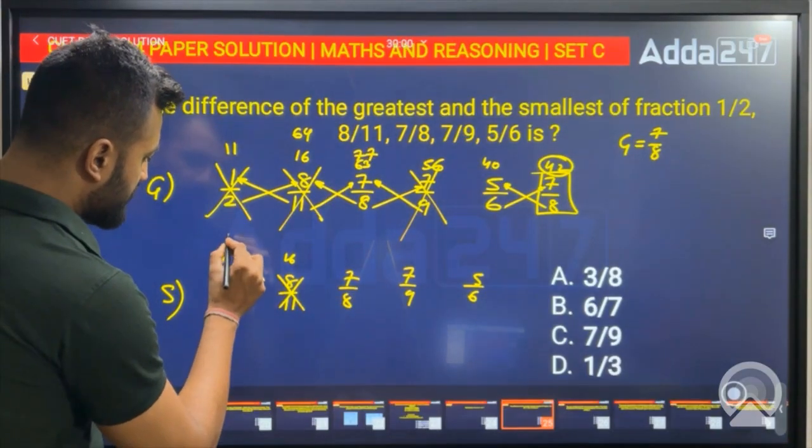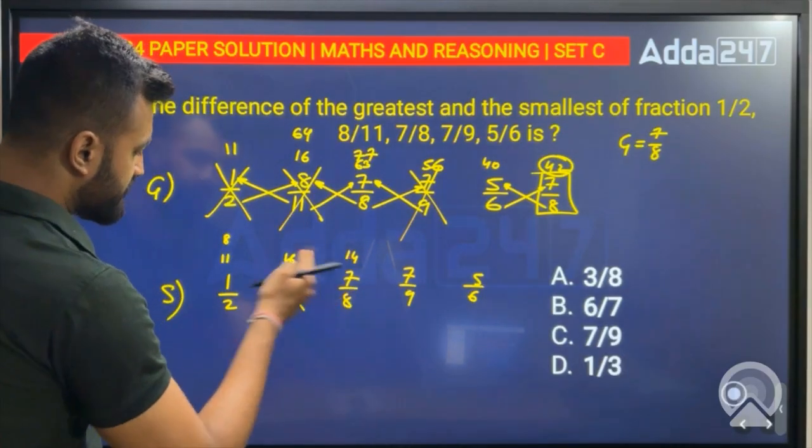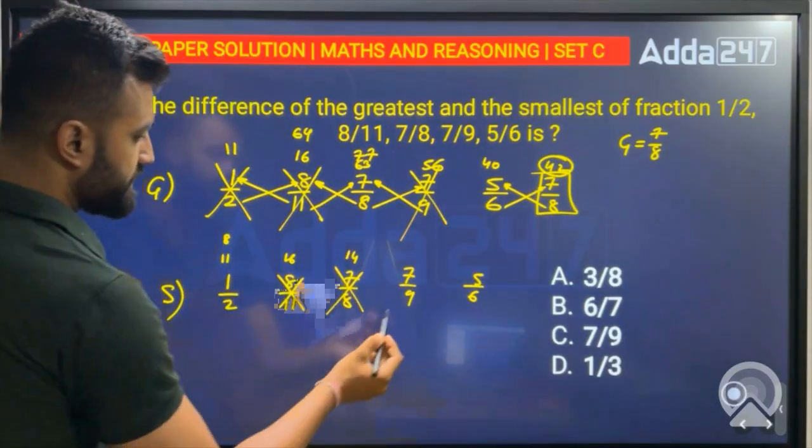8 ones are 8. 2 7s are 14. Which one is greater? This one is greater. This is smallest, so remove this. I want the smallest. Okay, so keep the smallest. Next, compare this.